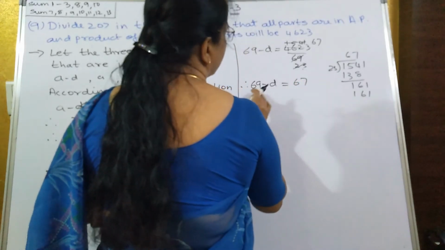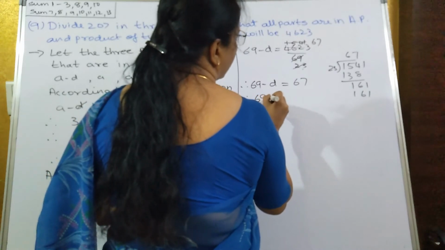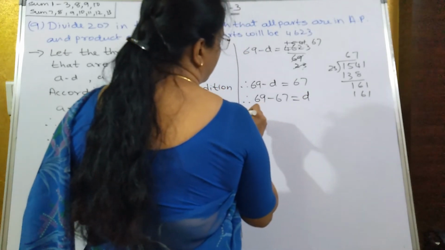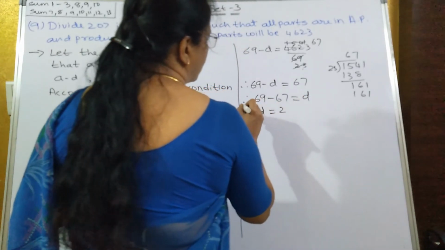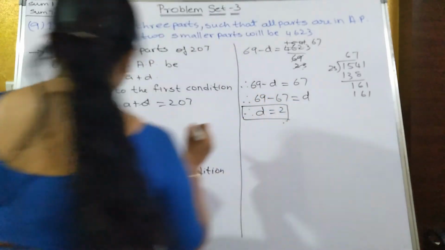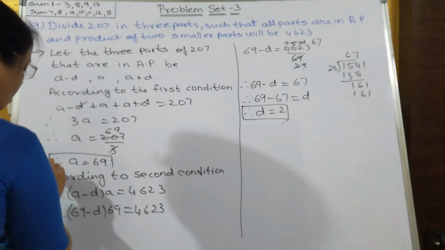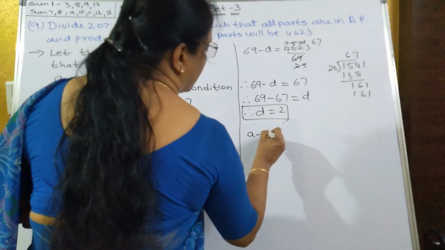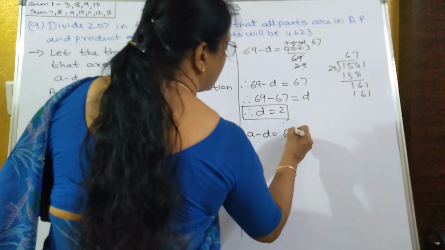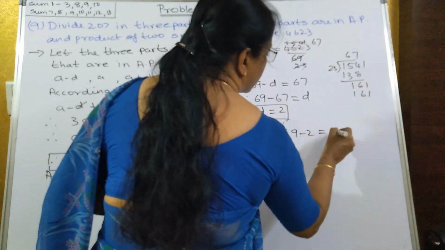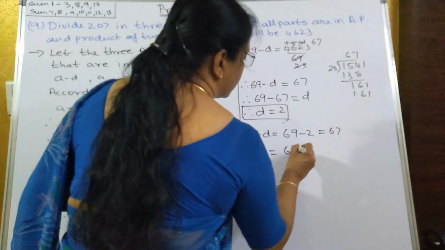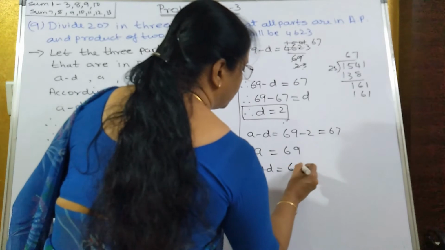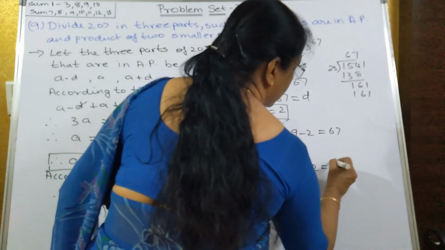Now bring the 67 on this side, so you'll get 69 minus 67, and when D goes on that side, minus D will become plus D. Therefore D is equal to 2. So we have got the value of D equal to 2 and that of A is equal to 69. So what are the three consecutive terms? A minus D is 69 minus 2, that's equal to 67, A is equal to 69, and A plus D is 69 plus 2, that is equal to 71.